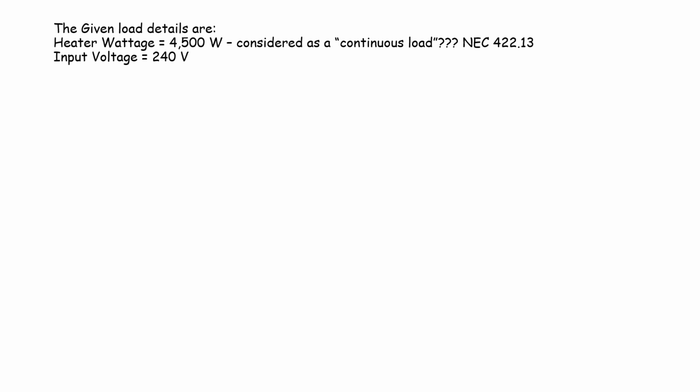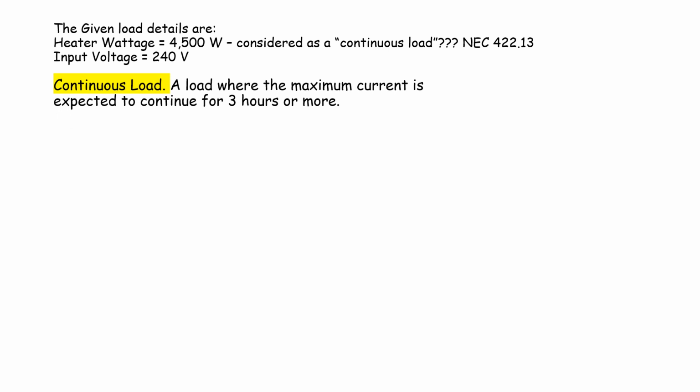Now let us start calculating for option A. The given load details are: heater wattage is 4,500 watts. This heater is considered a continuous load, so we have to support it. The supporting NEC provision is 422.13, which states that a water heater which has a capacity of 150 liters or less must be considered continuous for the purpose of calculating the branch circuit. The input voltage is 240 volts.